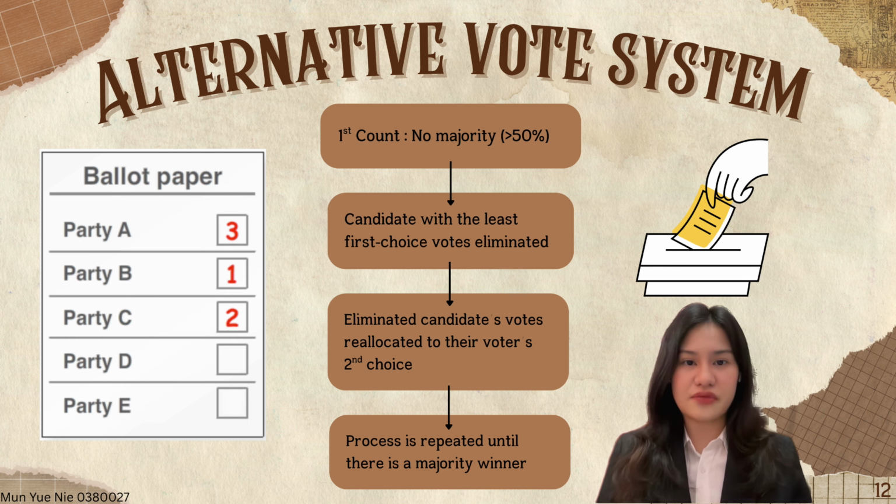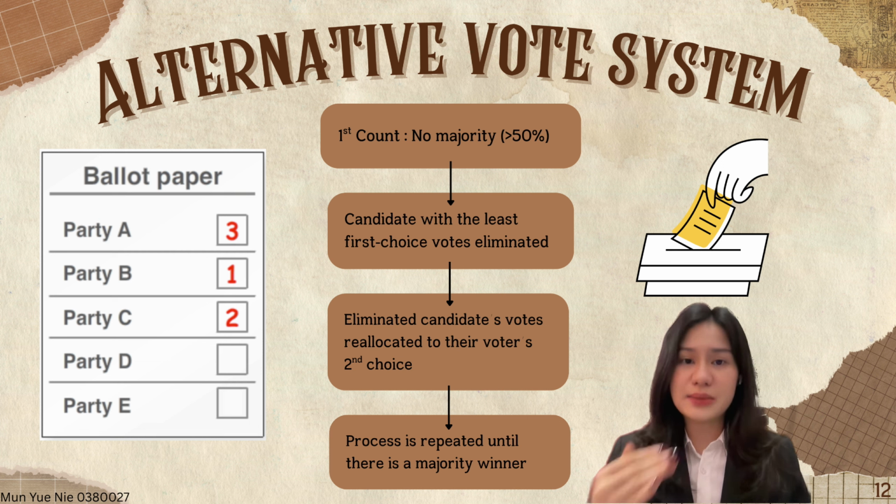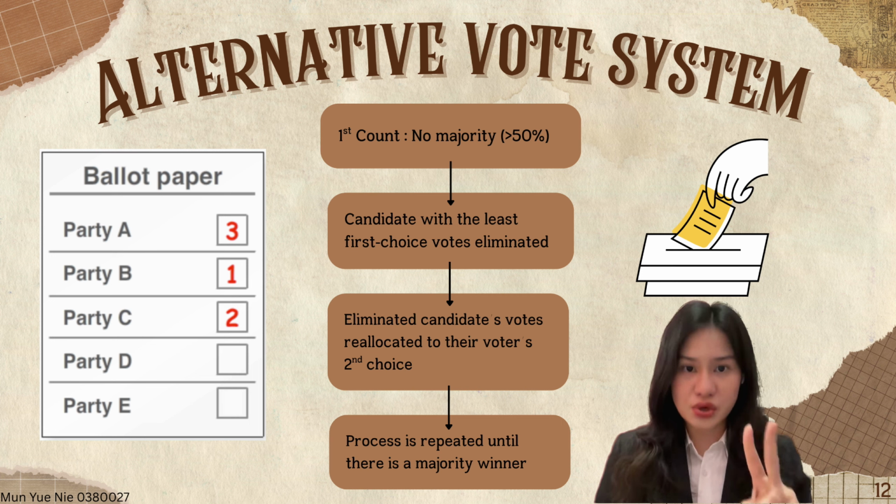During the initial counting of votes, first choice votes are counted. If there are any candidates that receive more than 50% of first choice votes, they are immediately elected. However, if no candidate achieves an absolute majority on the first count, an elimination and redistribution process takes place. This is where the candidate who receives the fewest first choice votes is eliminated. Votes for the eliminated candidate are then reallocated to the voter's second choice.